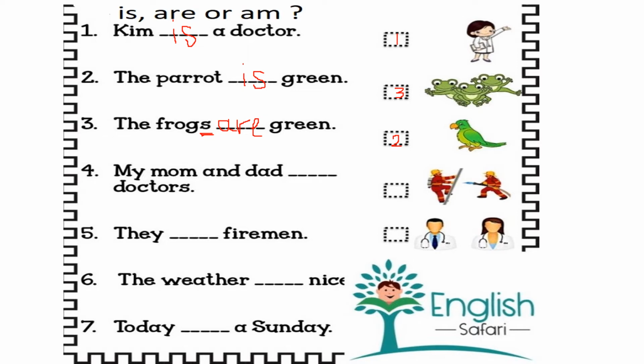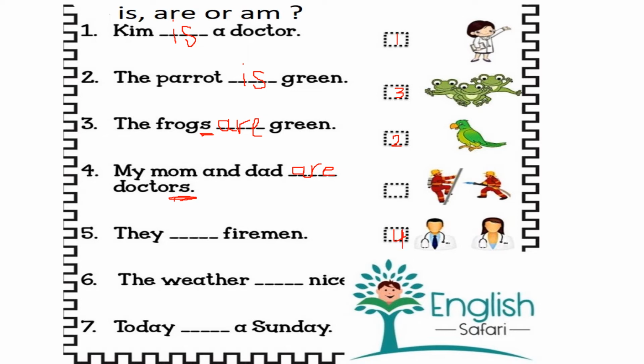My mom and dad are doctors. Mom and dad, they are 2. So "are". Again, my mom and dad are doctors. Okay, my mom and dad are doctors. This is number 4. Very good.